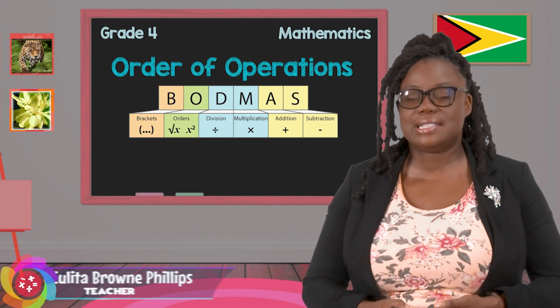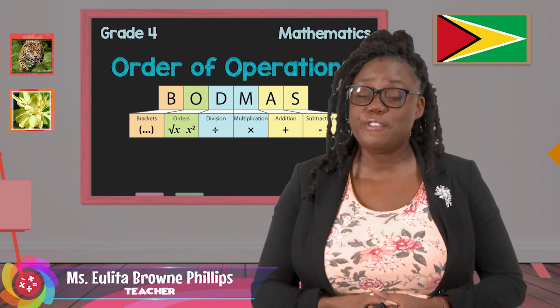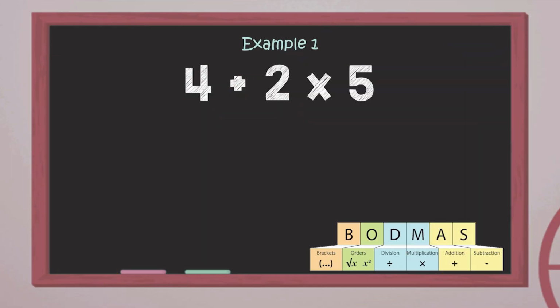So boys and girls, let's delve in a little more and let's work a few examples. Example 1, 4 plus 2 multiplied by 5. Look at that expression carefully. Which operation would you use first? 4 plus 2 multiplied by 5.